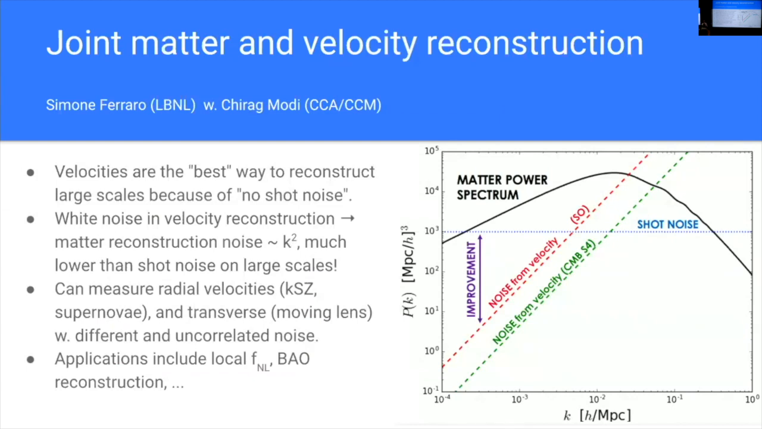What I mean by that is that the velocity of a galaxy is sourced by the continuous mass distribution. You compute the potential, the gradient of the potential of the continuous mass distribution. You don't care that galaxies are discrete tracers.